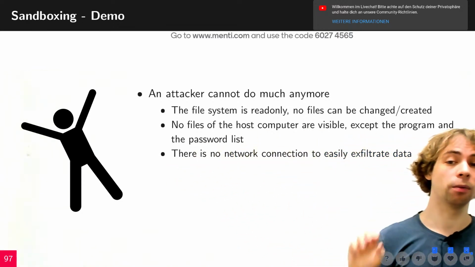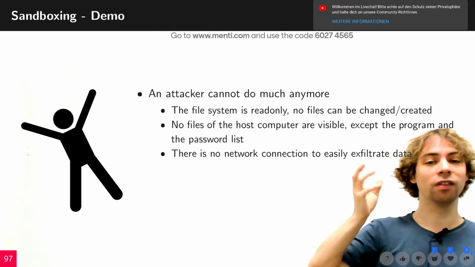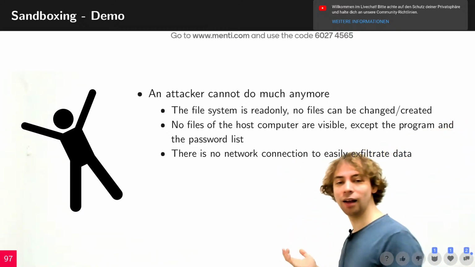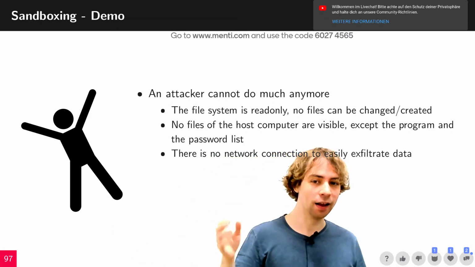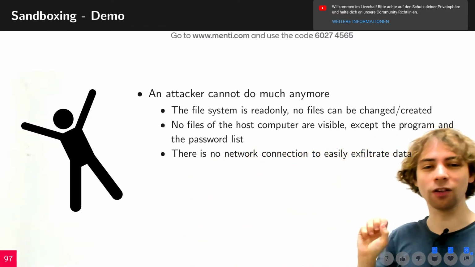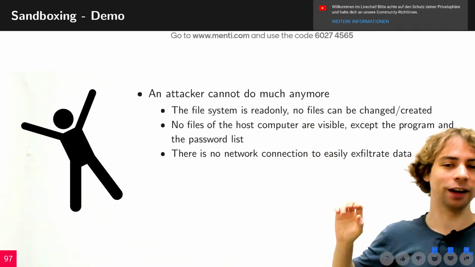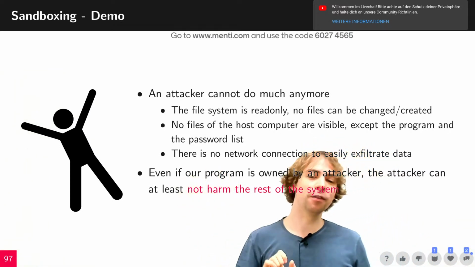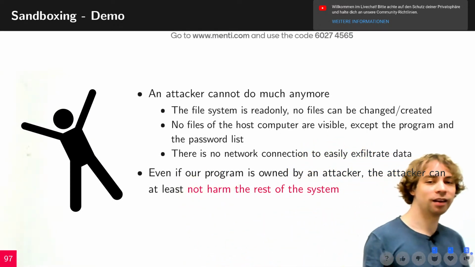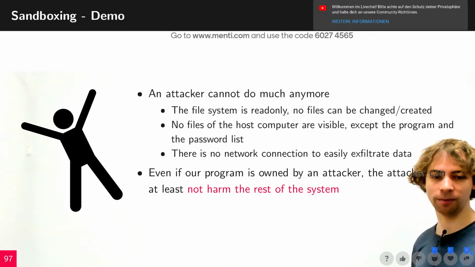Of course, this would be compromised. But where do you send the data? There's no network connection. So it's not easy to exfiltrate the data from there. And then it gets a lot more complicated. And that's maybe the research area that my group is interested in. How can you still exfiltrate data in such scenarios? So even if a program is now compromised, the attacker cannot harm the rest of the system. And that's great.